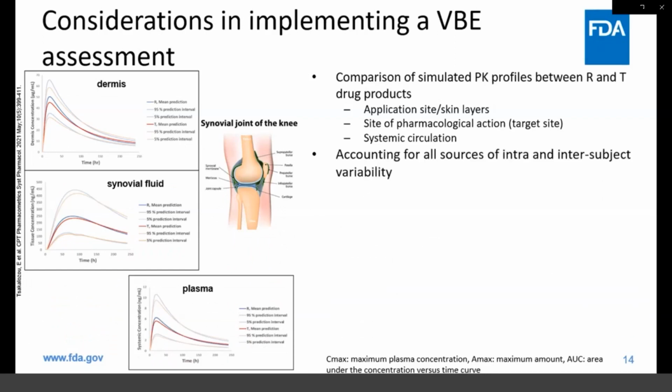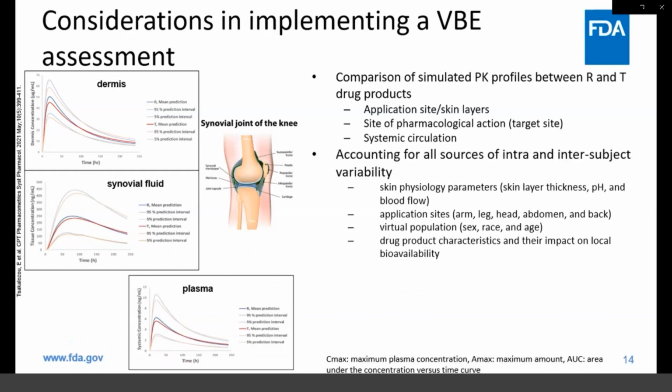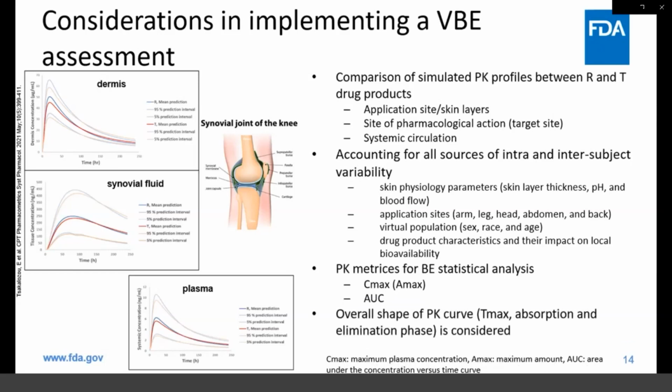Accounting for all sources of intra and inter-subject variability is extremely important within the context of a virtual bioequivalence assessment. These sources of variability can be skin physiology parameters, application sites, characteristics of the virtual population, as well as variability around drug product characteristics and how they impact local bioavailability. PK metrics are used for the statistical analysis, and these may be the maximum concentration or the maximum amount, or the area under the concentration versus time curve. The overall shape of the PK curve, including the time to maximum concentration, as well as the absorption and elimination phases, are considered during model validation.